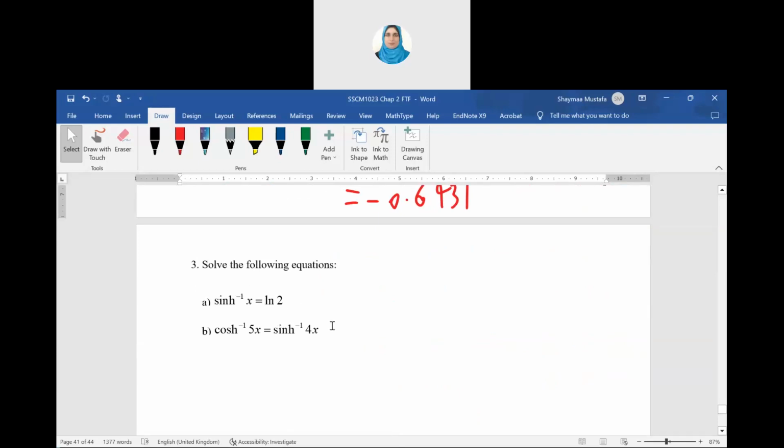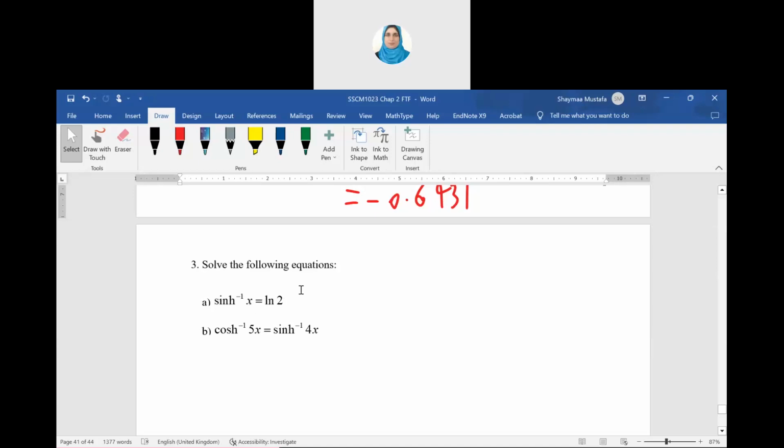Solve the equations. As we usually did, we have some examples that we need to show or prove. Some examples, we need to find the value of x. In the exam, you have to differentiate between these two types of questions.